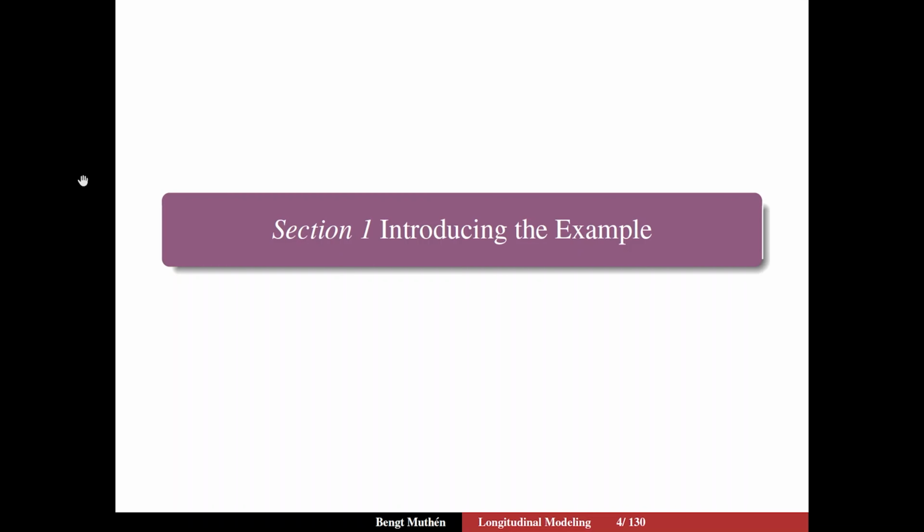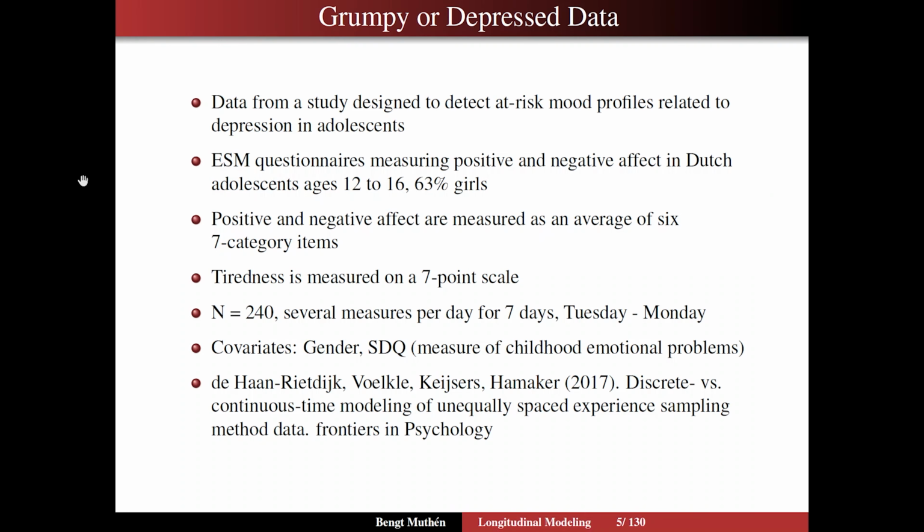Turn to slide 4. I will introduce the example in this section, the example that will be used throughout the whole talk. Slide 5 shows the so-called grumpy or depressed data, which comes from a study of at-risk mood profiles related to depression. These are data obtained by ESM questionnaires measuring positive and negative affect in Dutch adolescents.